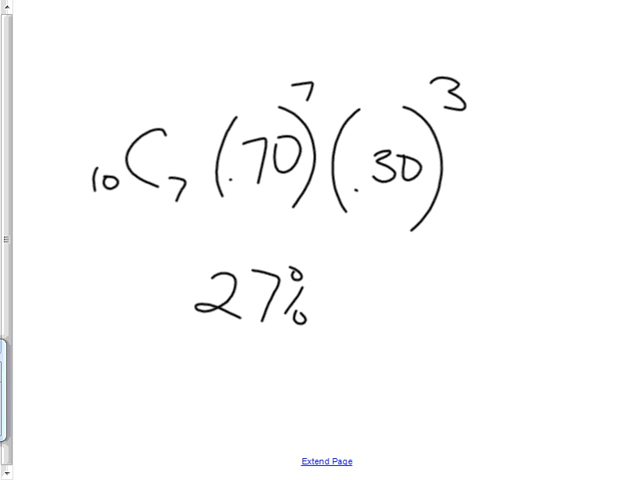Can anybody verify the 27%? Several people are verifying it. All right, good. I know they're fast. Well, you don't even have a calculator, so how are you doing it? Yeah, you probably should take care of that. I'll pause for a second.